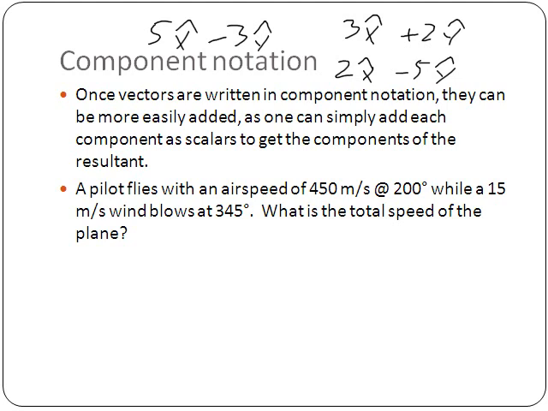So let's look at an example here. A pilot flies with an airspeed of 450 meters per second at 200 degrees, while a 15 meter per second wind blows at 345 degrees. What is the total speed of the plane? So we're looking for the ground speed here.